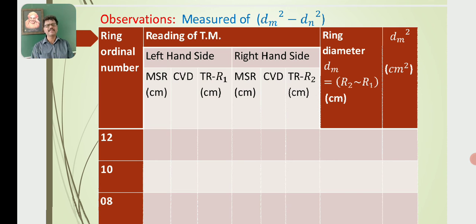Then entering all those values in this tabular column, the ring diameter can be determined. So dm is equal to R2 minus R1, right there. Then squaring all those things, say dm square, that means dm square for the 12th ring, dm square for the 10th ring, dm square for the 8th ring.